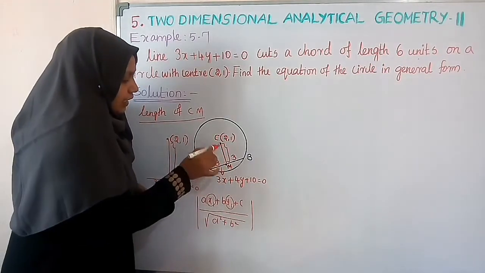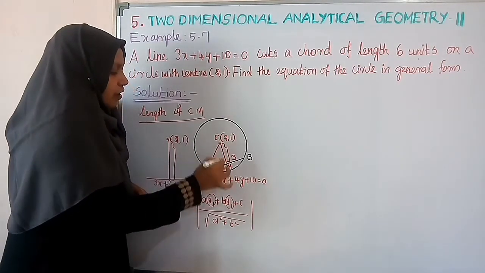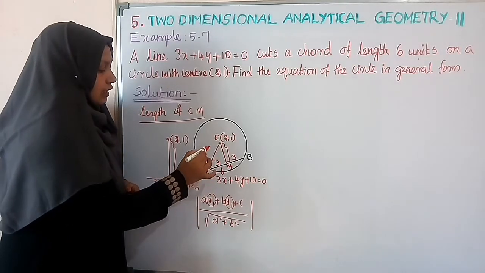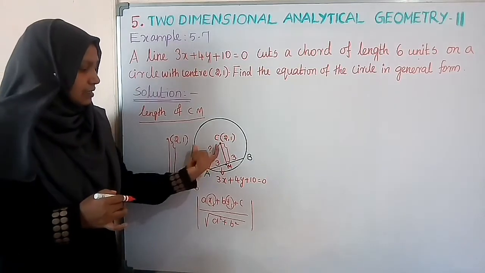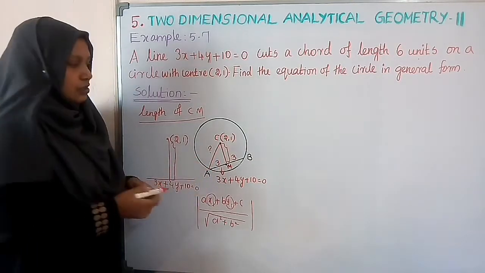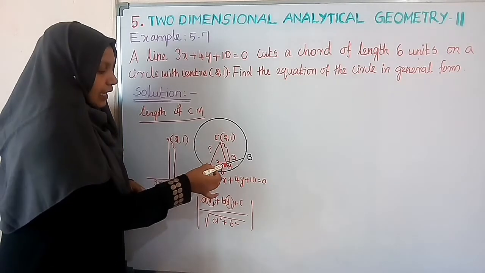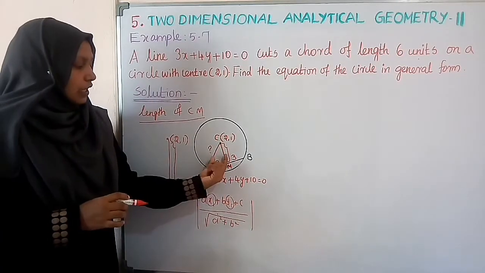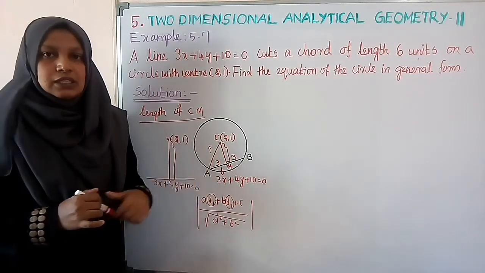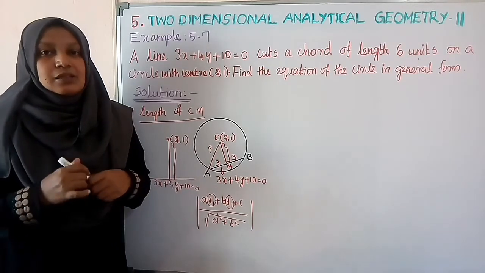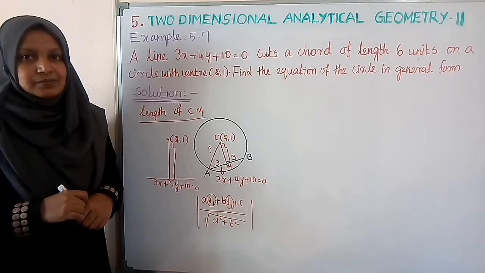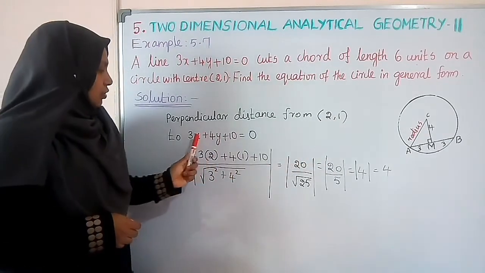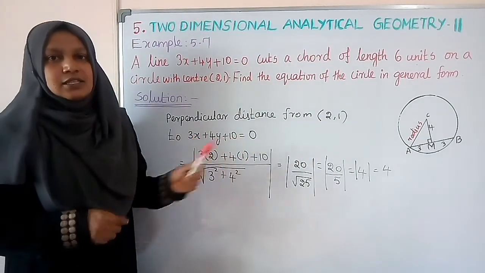Okay, so after getting CM, just join this, it will form a right angle triangle. So using the Pythagoras theorem we can calculate the radius AC. AC is our radius. See this diagram, AC is our radius. So if you draw a perpendicular line, we are getting AM as 3. Using this formula we are going to calculate CM. After finding these two values, we can calculate the radius AC using our right angle triangle theorem, that is Pythagoras theorem. Okay. Now here I am finding the perpendicular distance from the point 2, 1 to the line 3x plus 4y plus 10 is equal to 0.